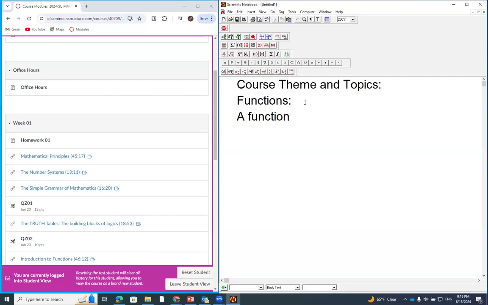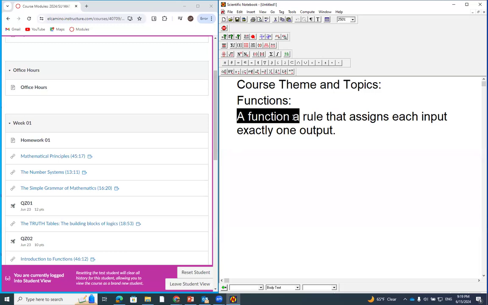So what is a function? A function is a rule that assigns each input exactly one output. Okay, so a function is a rule, and we're going to study the rules.